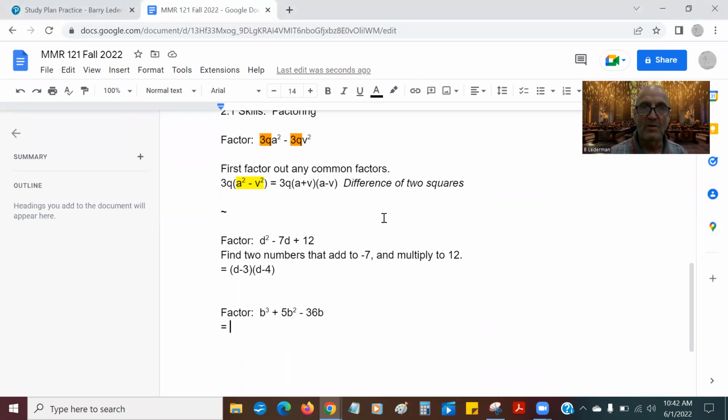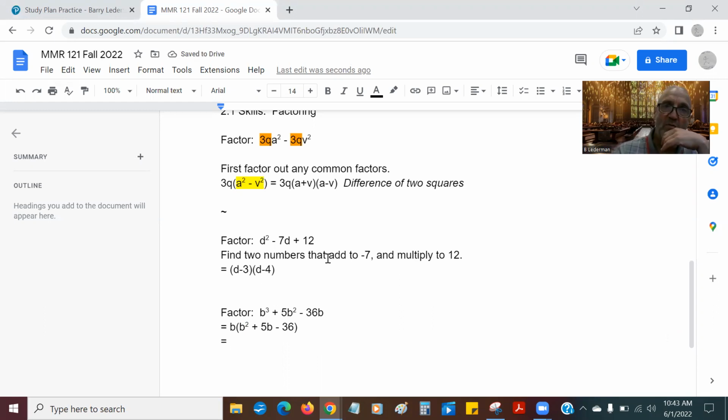So first I'm going to factor out any common factors, the same skill I used up here. And I see that everything has a b. So this is going to be b times b squared plus 5b minus 36. So I took out the common b. There's a b and b to the third, there's a b and b squared, and there's a b and 36b. Took that all out. Now I'm going to use the second skill that we did over here.